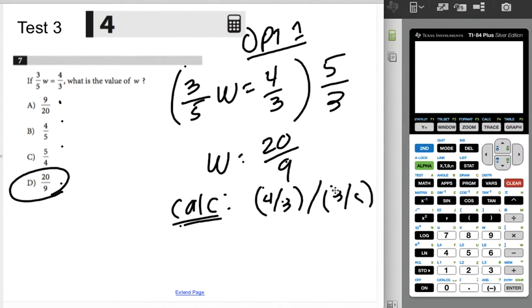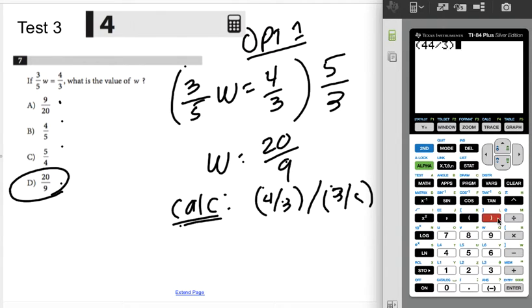And if you do that in your calculator, so if you type in 4/3, oh, my bad, extra 4 there. If you type in 4/3 divided by 3/5, you get a decimal, and you can either type all the answers in and see what decimal it is, or you can hit math and then frac, and it'll turn it into 20/9 for you. Or you could know that that's 20/9 anyway. All of those are fine options. So you could use your calculator as well.